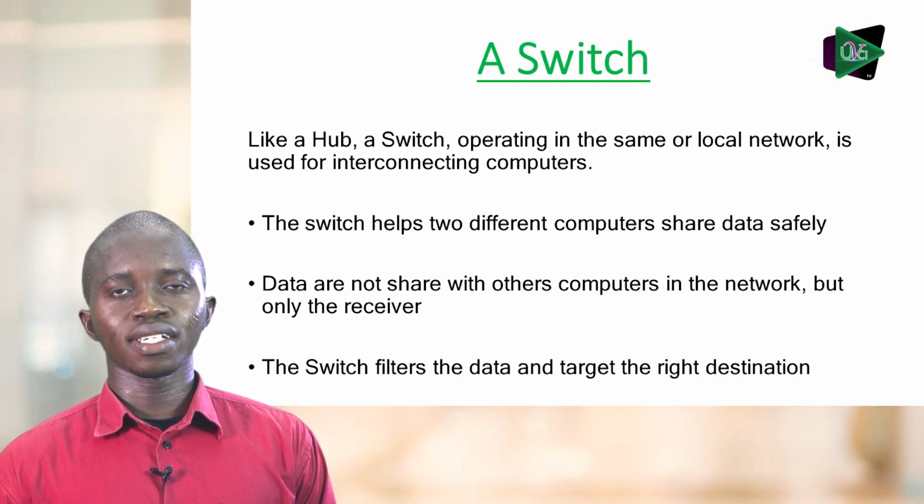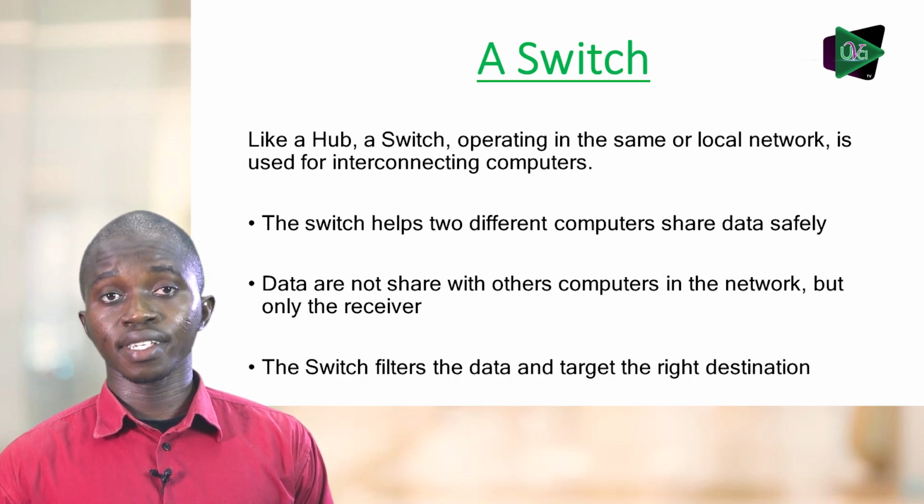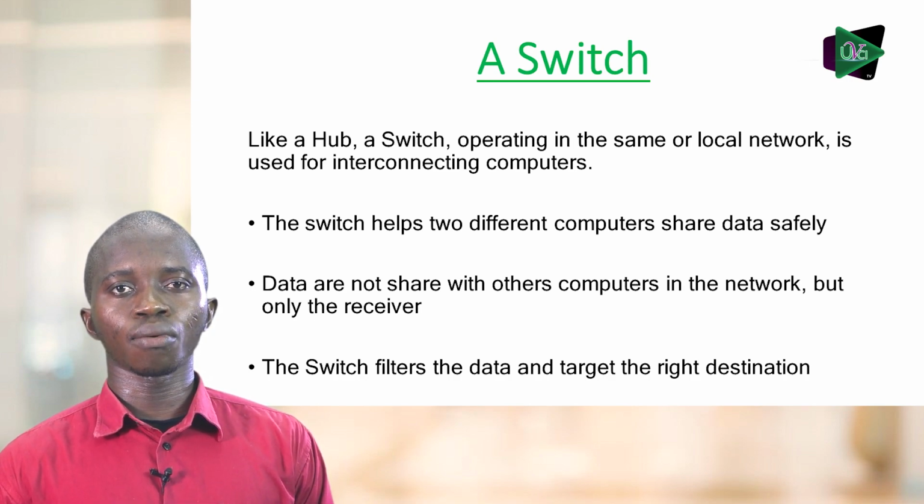Now, what is a switch? Sometimes many people say a switch is an intelligent network device. Yes, that is true. Like a hub, a switch operating in the same or local network is used for interconnecting computers. The switch helps 2 different computers share data safely. The data is not shared with other computers in the network, but only the receiver receives it. The switch filters the data and targets the right destination.